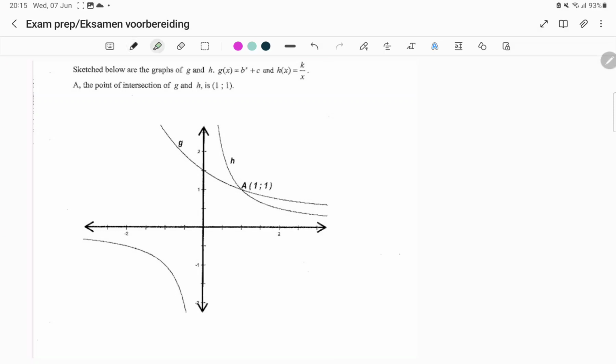Right, so they say sketch below are the graphs G and H. Then they tell us that g of x is equal to b to the power of x plus c. So really from that, I need to know that my g graph, the one I'm highlighting in green now, is an exponential function, or in Afrikaans, an exponentiële functie.